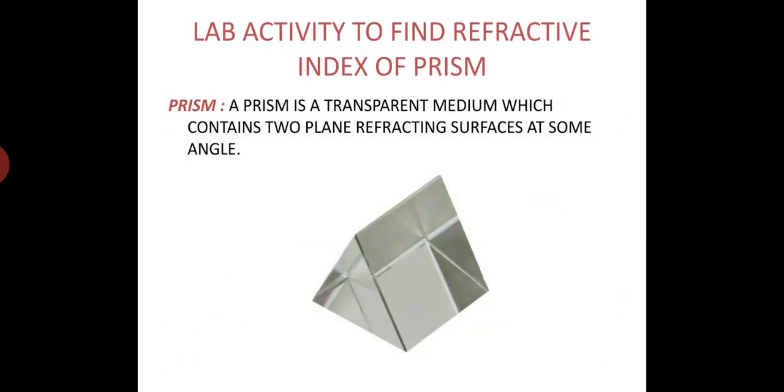Now let us see the lab activity to find the refractive index of a prism. This is a very important question, worth 8 marks according to the new pattern of public examinations, and the diagram present in this lab activity is also very important for the diagram section in public examinations.